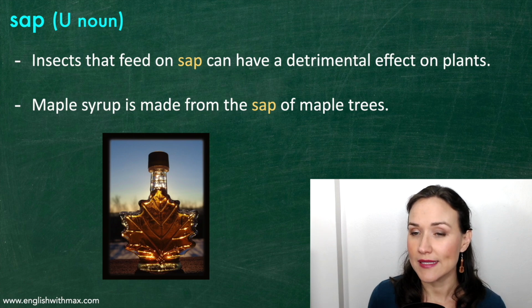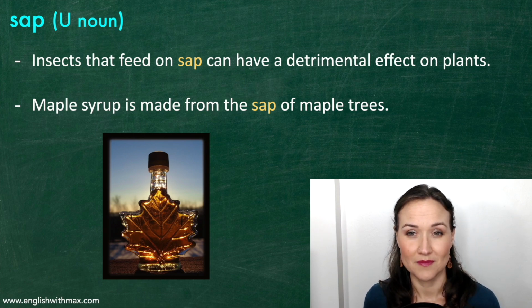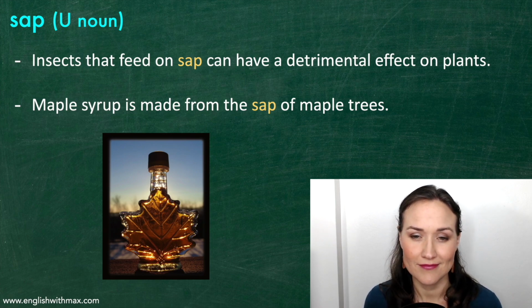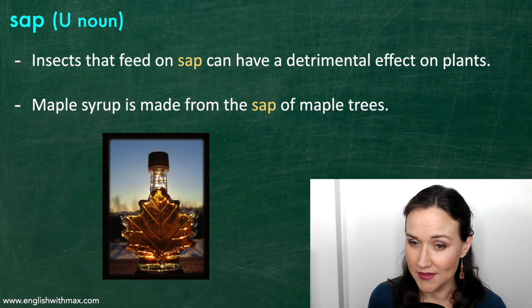Insects that feed on sap can have a detrimental effect on plants. Remember, feed on means eat. Maple syrup is made from the sap of maple trees.